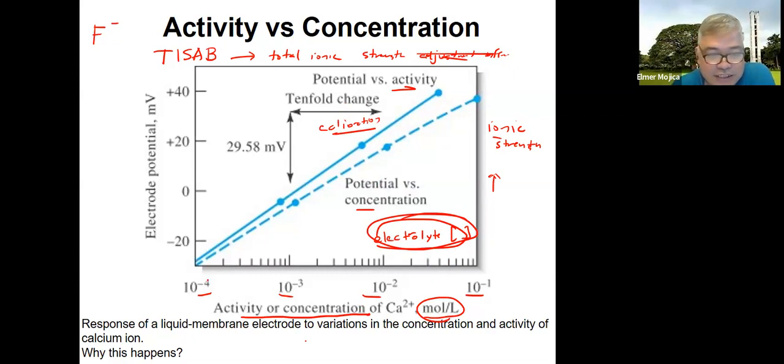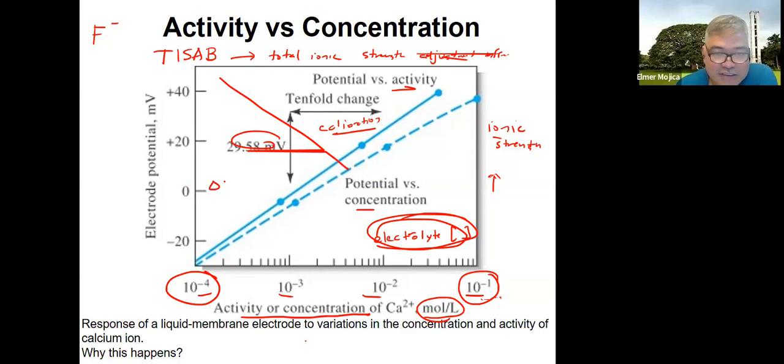Which is higher? Let's look at 10 to the negative 4 and 10 to the negative 1. Isn't this one higher? Okay, so in terms of the potential, the reading of the potential as you increase the concentration usually isn't like that, it goes down. So what they do here is just in terms of the sensitivity: the change in the potential over the change in the concentration.